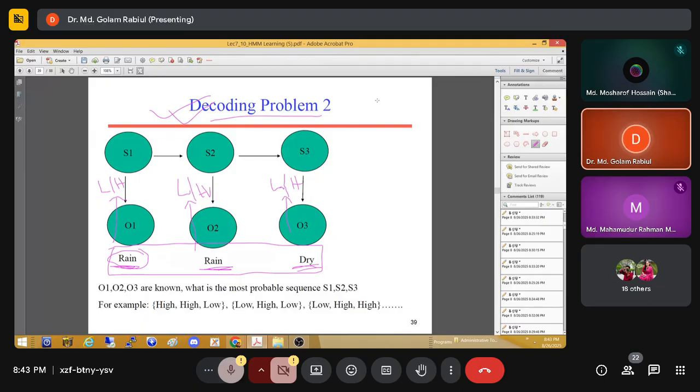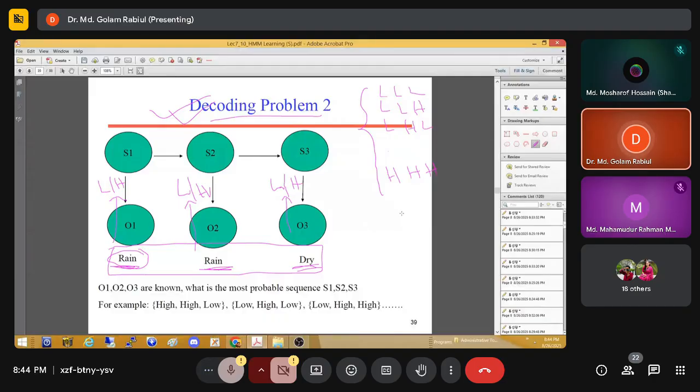Like on first day, second day, and third day, we can get low atmospheric pressure, low atmospheric pressure, low atmospheric pressure. Or maybe low atmospheric pressure, then low atmospheric pressure, then high atmospheric pressure. We can think about low atmospheric pressure, high atmospheric pressure, and low atmospheric pressure. So in this way, we can get maybe high atmospheric pressure on first day, high on second day, and high on third day. So these are the possible sequences of observation.